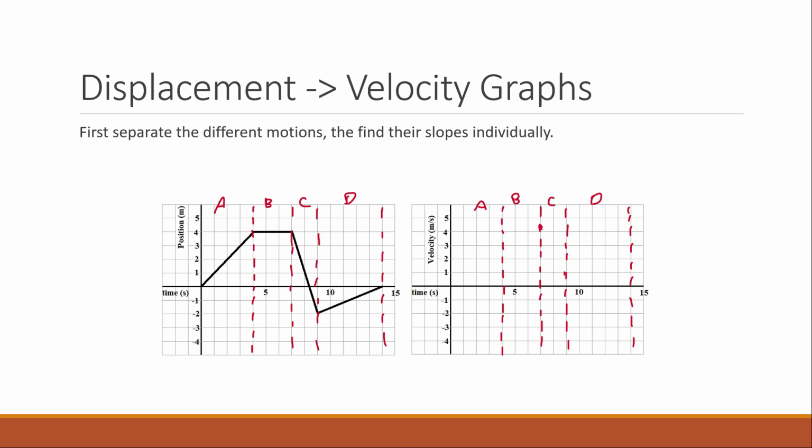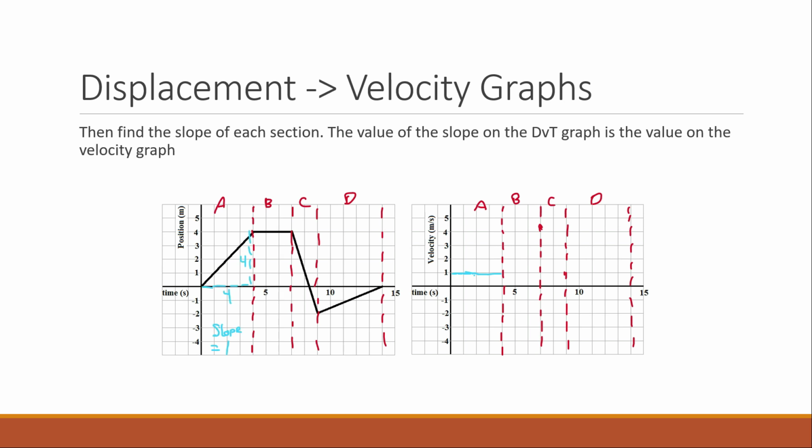From there, you're just trying to find the slope of each section, and the value of the slope on the position time graph is going to be the value of the velocity time graph. The slope here is 1, so that means the velocity is 1. So on my velocity graph, I just put a line here at 1.